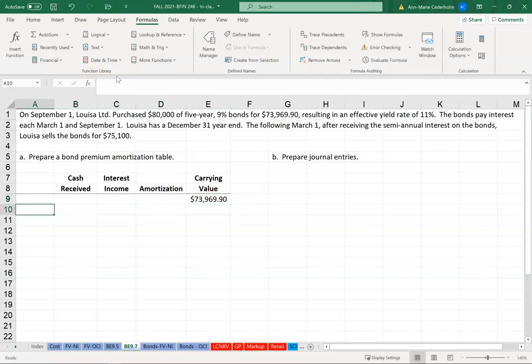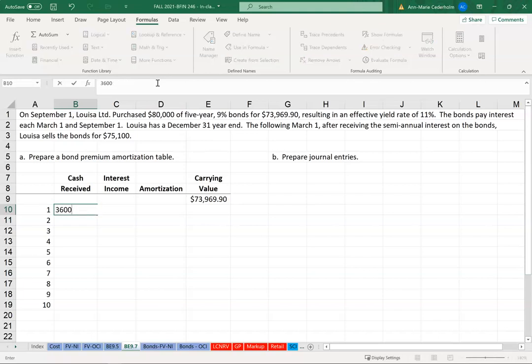So I'm going to set up 10 payments. And the cash received will be the interest. So 80,000 times the interest at the bond rate or the stated rate. So that's 9%. So that's 7,200. But remember, this pays out twice a year. So the interest is actually going to be 3,600. So I'll just copy that all the way down.